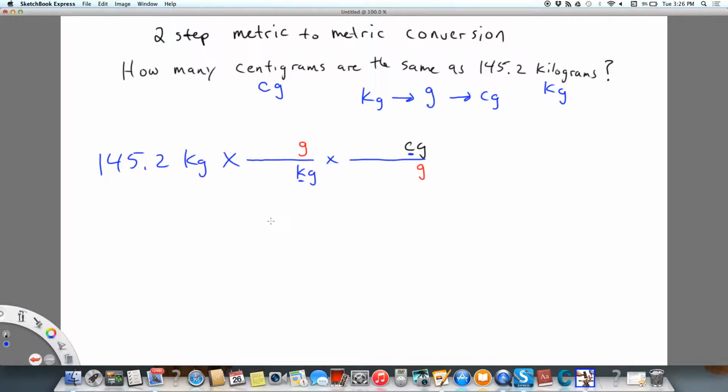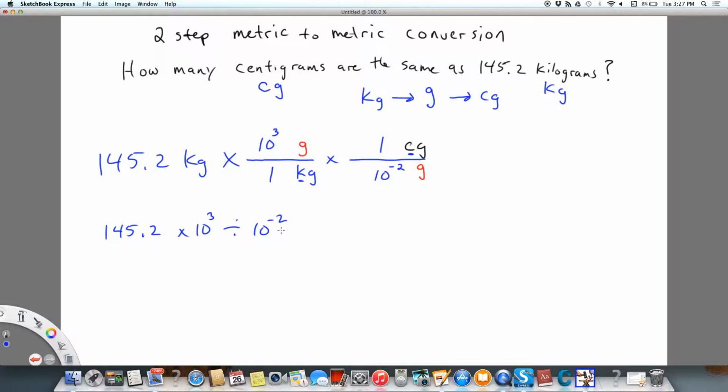Okay? So when we have a prefix on grams, I'm going to put a 1. Okay? And the power of 10 always goes in front of the basic unit. So we should have memorized that 10 to the third is equivalent to kilograms. That goes with grams. For centi, it's 10 to the minus 2. That's my conversion factor that I have memorized. Okay, so I've got 145.2 times 10 to the third divided by 10 to the minus 2.